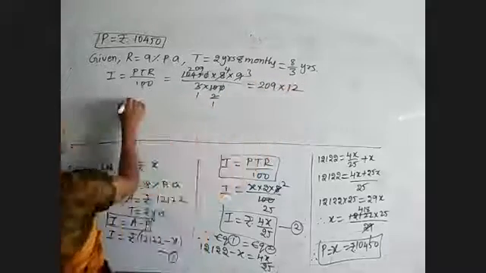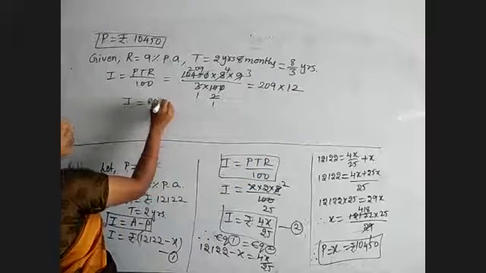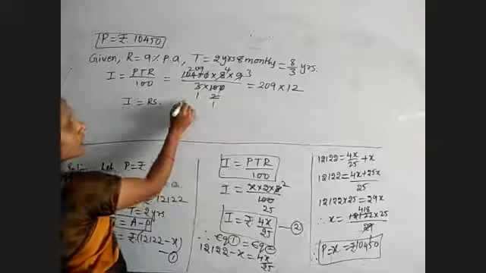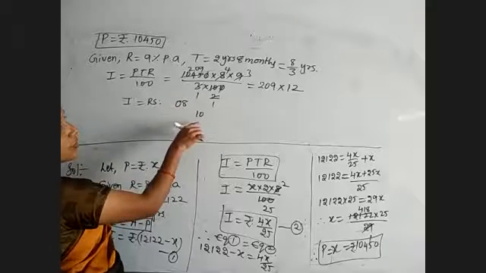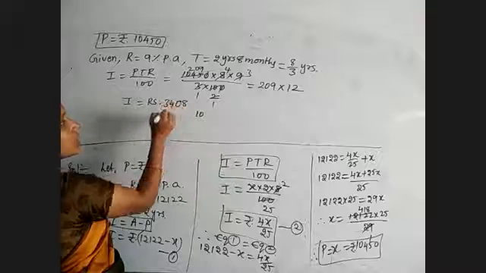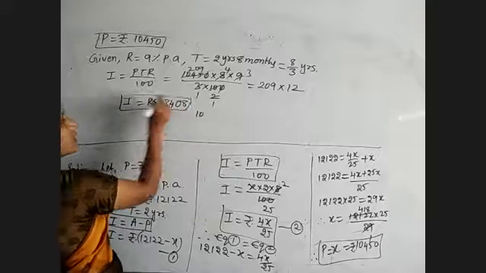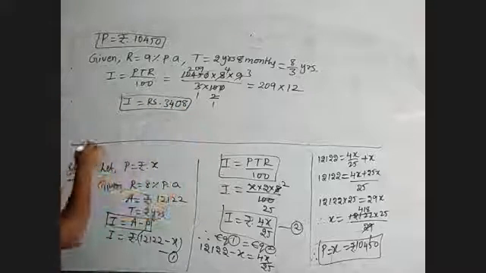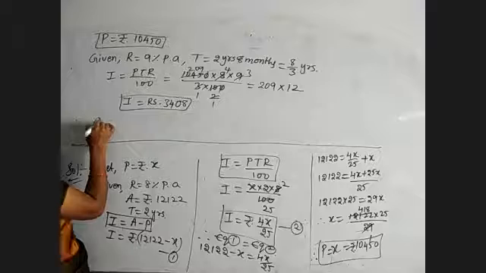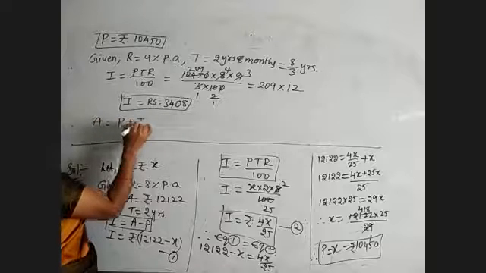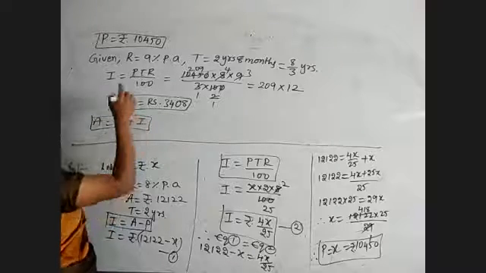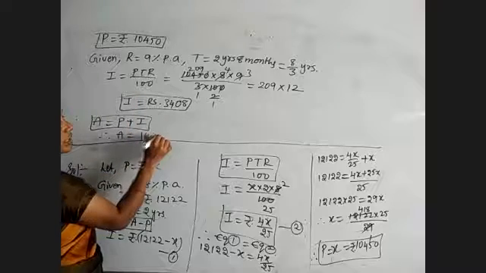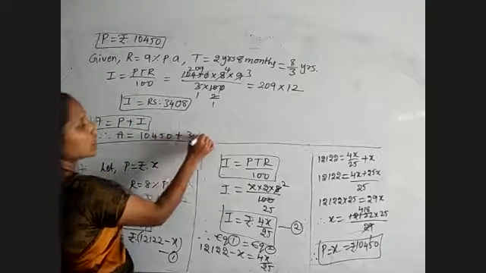So what will we get as I value? 12 nines are 108. So 8 we will get 0. 12 twos are 24 plus 10, 34. 3,408 is the interest for that principal. So what amount are they asking? Amount is equal to principal plus interest. Therefore, amount will be equal to the principal we got, 10,450 rupees, plus interest 3,408.